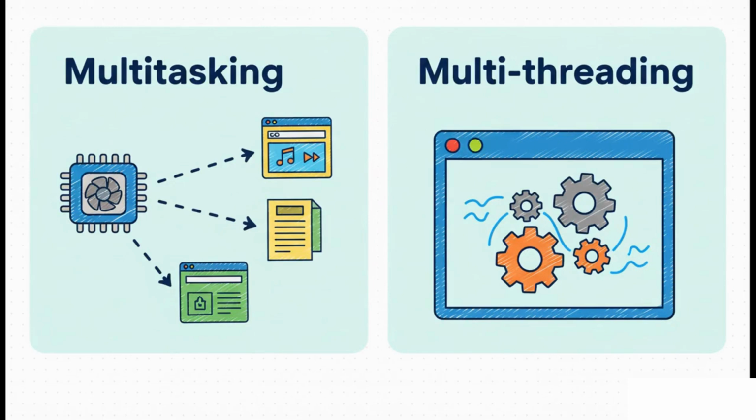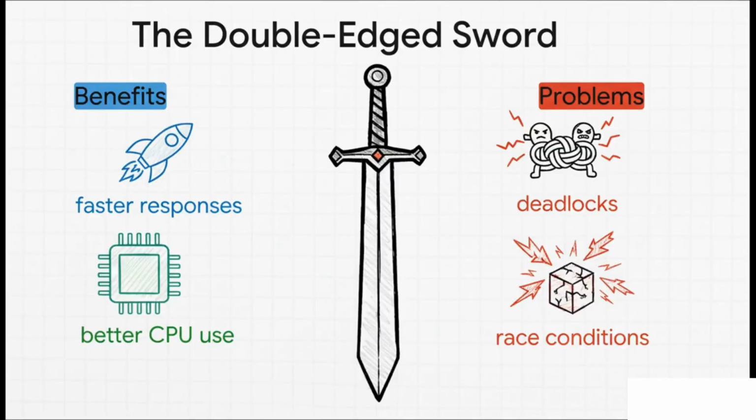So this is the key difference you've got to remember. Multitasking is about the operating system juggling whole programs, like your browser, your code editor, and your music app. Multi-threading is way more granular. It's about juggling all the little tasks inside just one of those apps, which is what makes them feel so snappy and responsive.